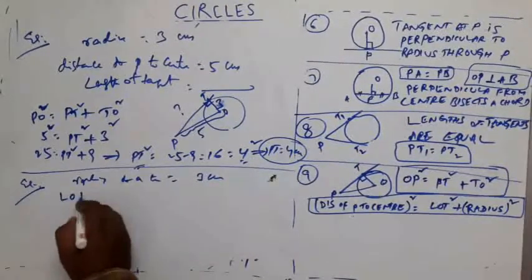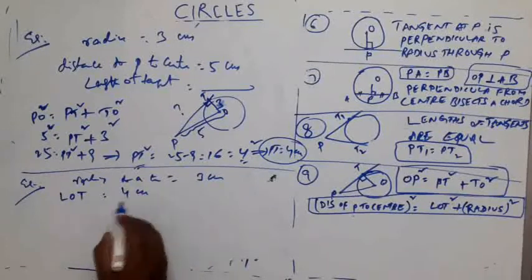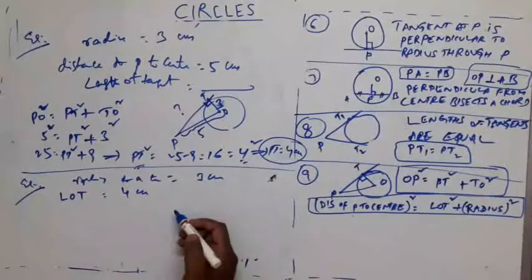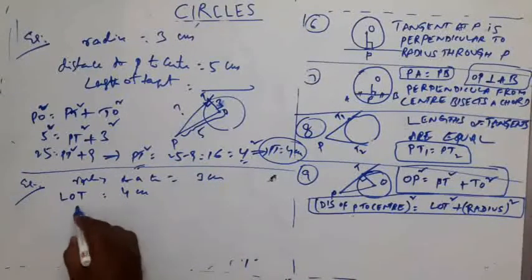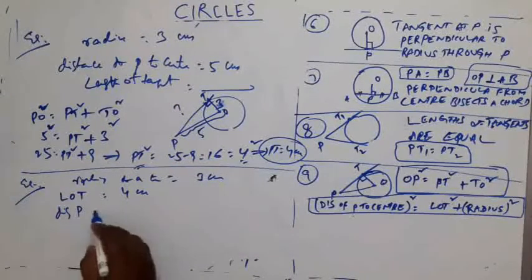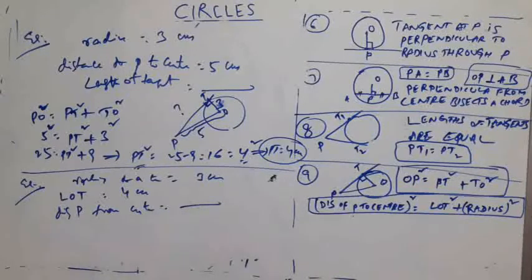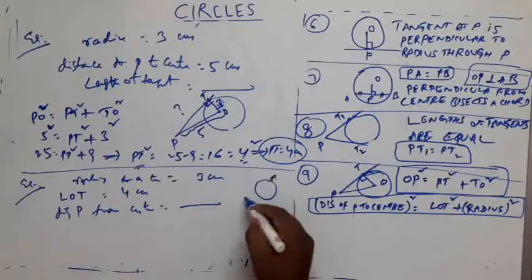Length of tangent is 4 centimeters. From an external point P, the length of tangent is 4 centimeters. What is the distance of P from the center? That is my question. What is given in this case?